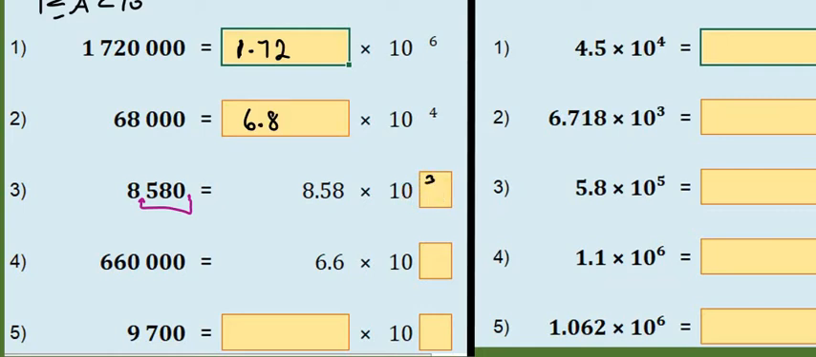In other words, when I multiply 8.58 by 10 to the third power, the point is shifted 1, 2, 3 places to the right to give me back the original number, 8,580. So again, the point is here, so we think of it as being here as 8.58. And we'll multiply it by 1,000, or in other words, 10 times 10 times 10, and the point is shifted 1, 2, 3 places to the right.